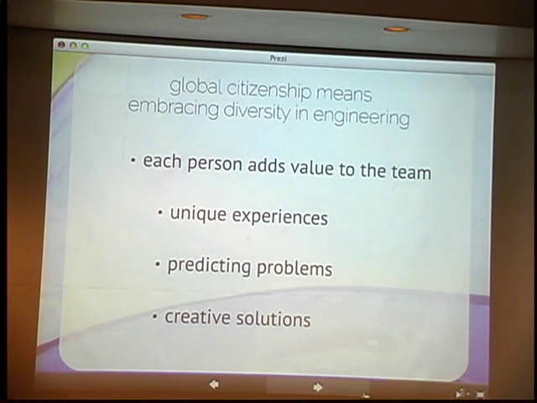It may not always be apparent, but when you have a team of engineers with diverse backgrounds, they each bring unique experiences. They each predict different problems. One person on the engineering team is going to foresee a potential problem in one area that another engineer didn't see at all. They're also going to come up with creative solutions, like making a windmill out of bicycle parts, right? That's what that kid William did in Africa. At the end of the day, your engineering team, that diversity, it helps create a better product.